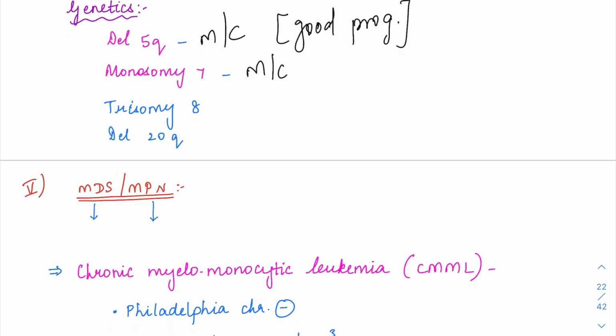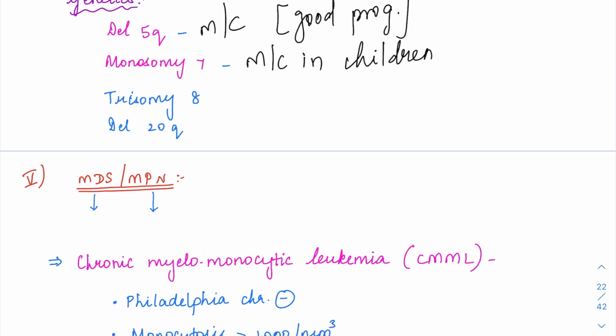And in children, if you see, there is going to be monosomy 7. Monosomy 7 is going to be the common cytogenetic abnormality in children. Apart from that, you can also have deletion 8 and deletion 20q and trisomy 8 as well.